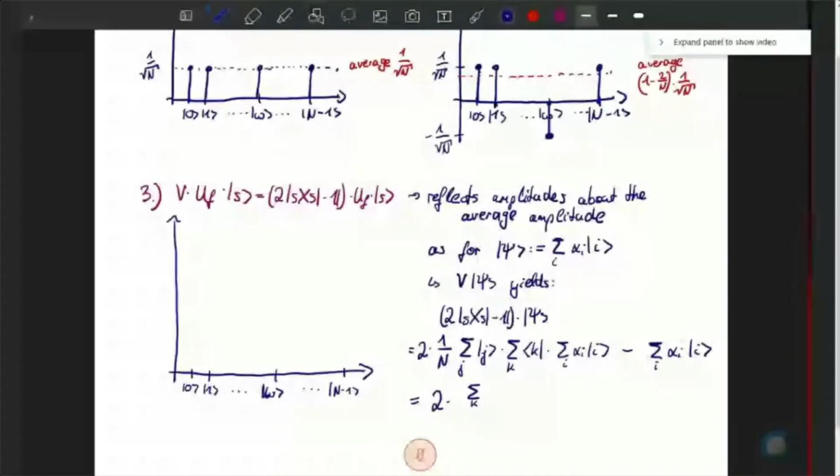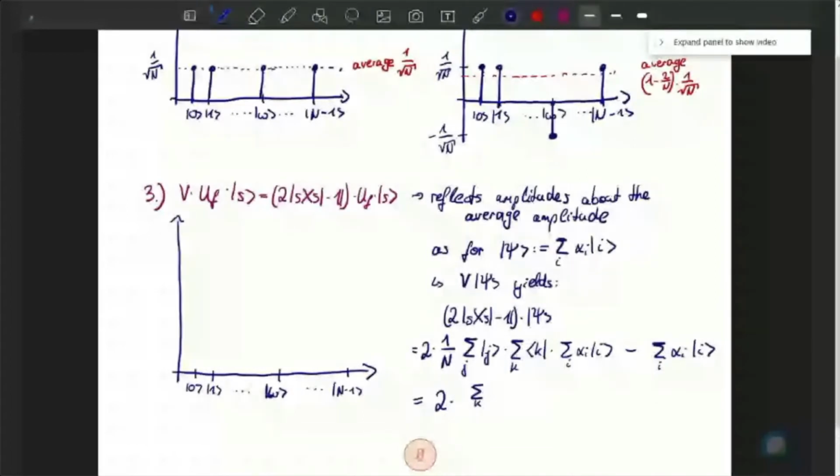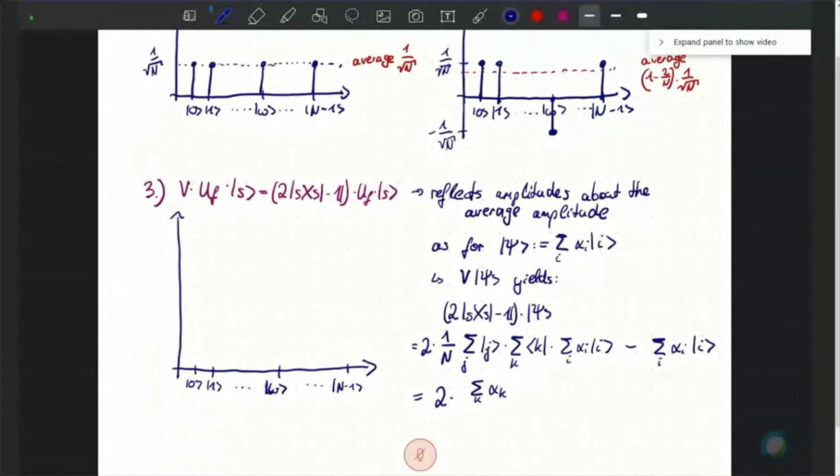So the sum over all I just disappears, and the inner product of K and I is then 1 in this case. So what I'm left with is the sum over all K, alpha K over N, and also I still have the sum over all J.